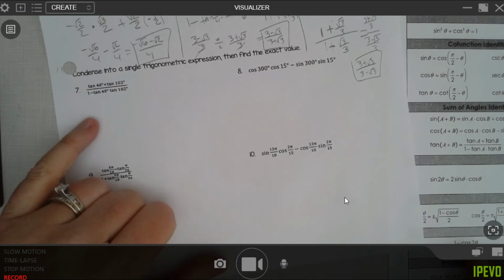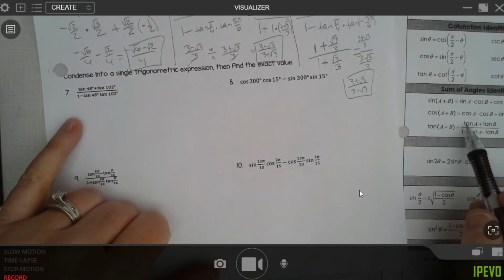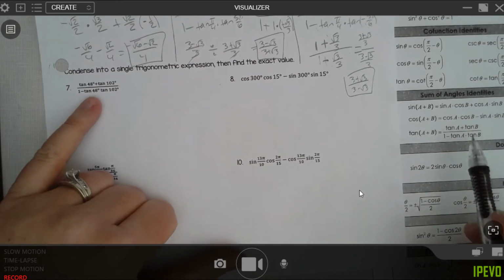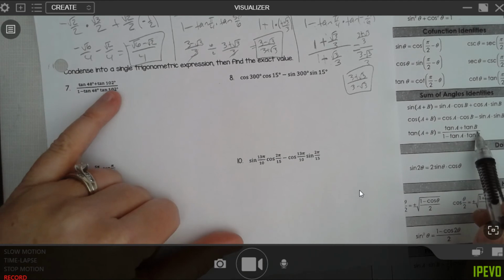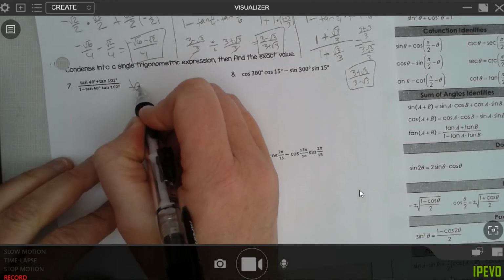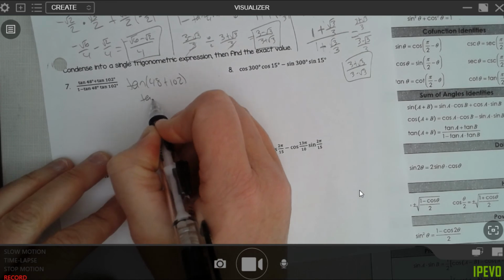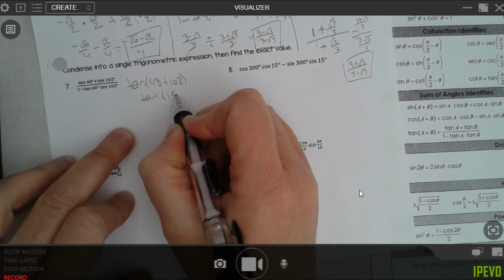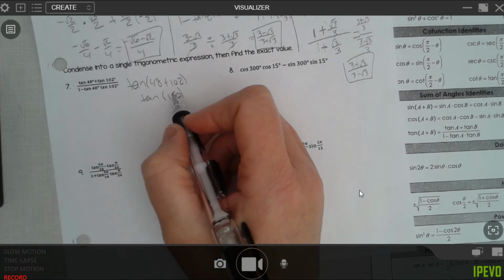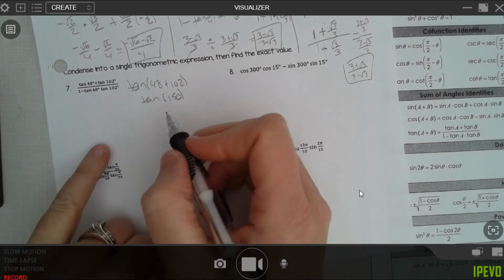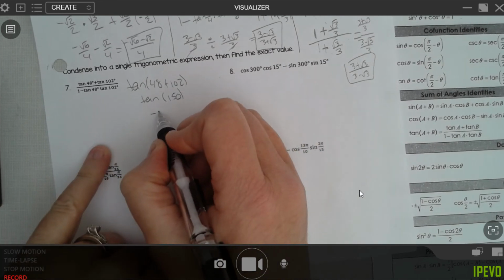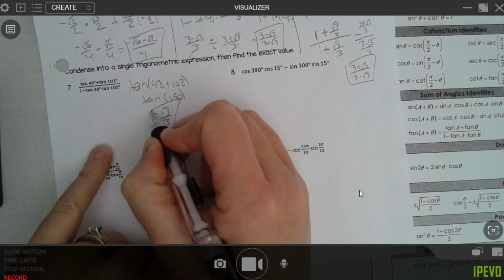So condensing, I'm just going to use these formulas and go backwards. On this one, I notice it's my tangent formula. So my A is 48 and my B is 102. So I just put it back as 48 plus 102. That gives me tangent of 150. And then tangent of 150 is just my negative 1 over radical 3 or negative radical 3 over 3.